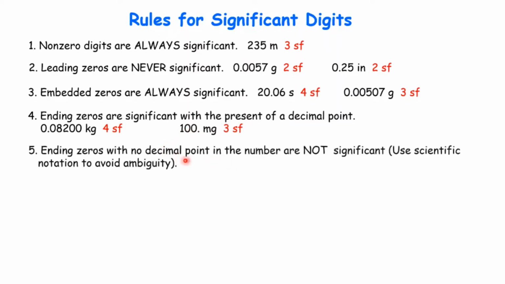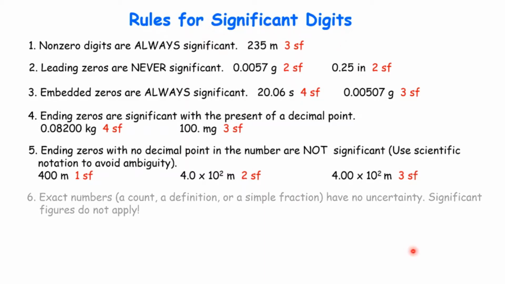However, if there's no decimal point present, the ending zeros are not significant. That's why 400 meters here has only 1 sig fig. 4.0, that's 2 sig figs. 4.00, because of the decimal point, that's 3 sig figs, even though they are all mathematically 400 meters. But the way it's presented here, they can have different significant digits or figures.